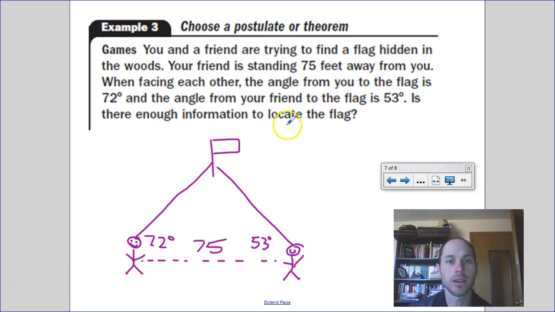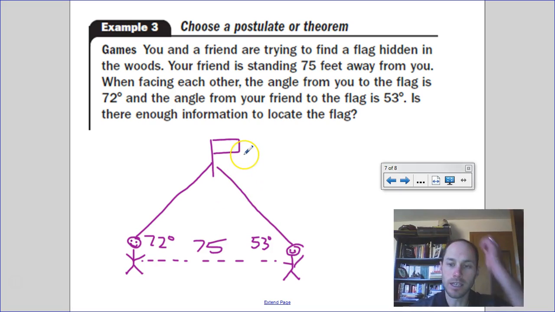Okay, as we take a look at this, I drew a picture to help me out. You and your friend are about 75 feet away from each other. The angle from you to the flag is 72 degrees. Your friend to the flag is 53 degrees. Can we find the flag?